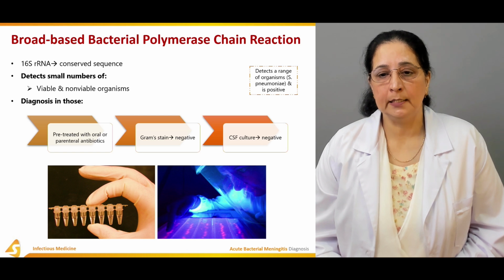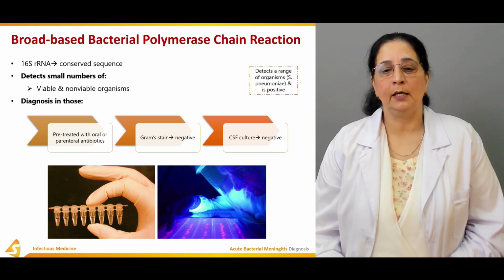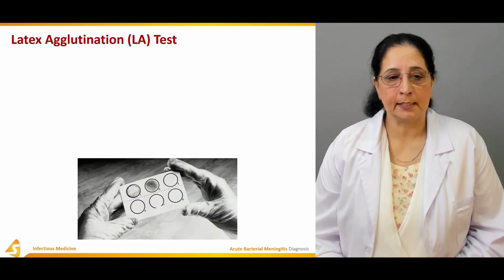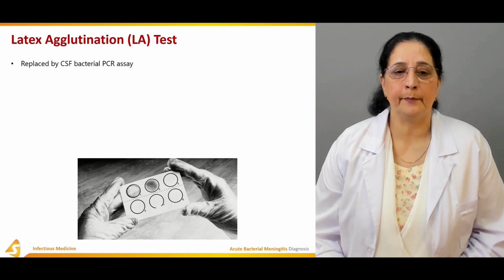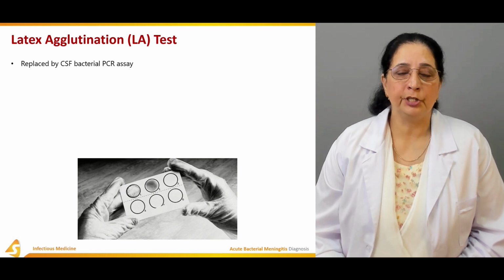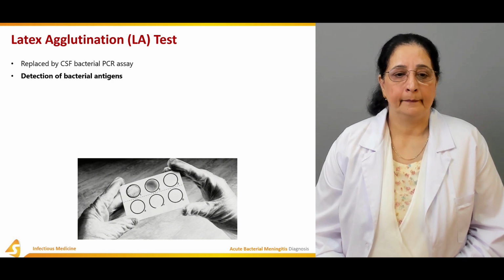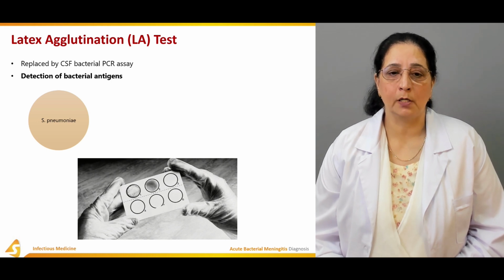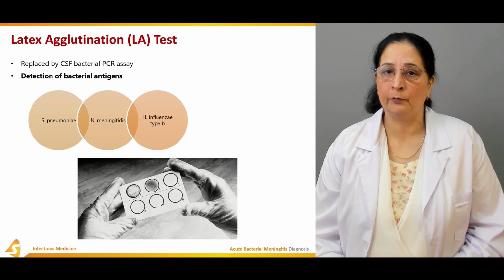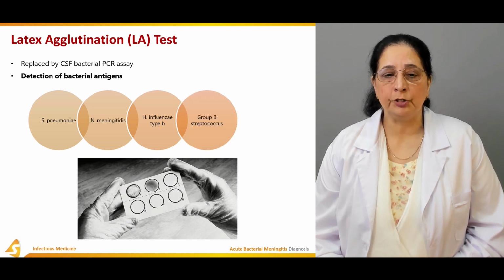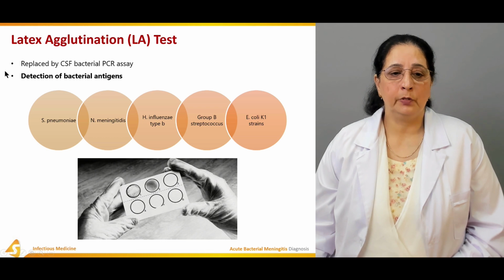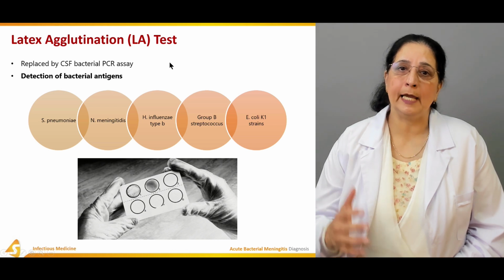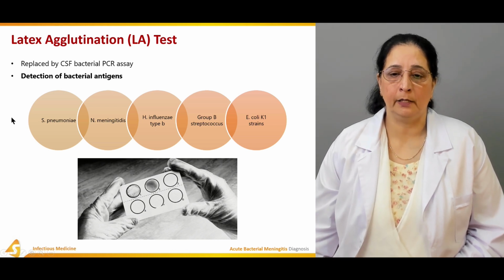Detects a range of organisms like Streptococcus pneumoniae and is positive. The latex agglutination test has been replaced by the CSF bacterial polymerase chain reaction assay. It detects bacterial antigens of Streptococcus pneumoniae, Neisseria, Haemophilus influenzae, Group B Streptococcus, and E. coli. So latex agglutination detects all the antigens which are present in these infections.